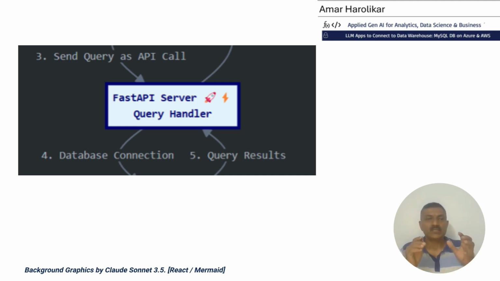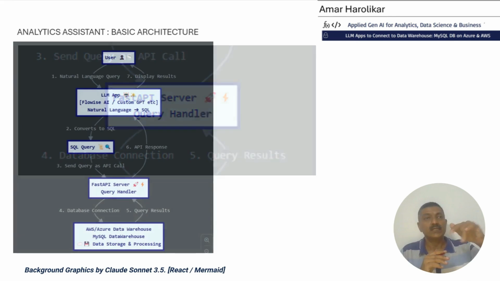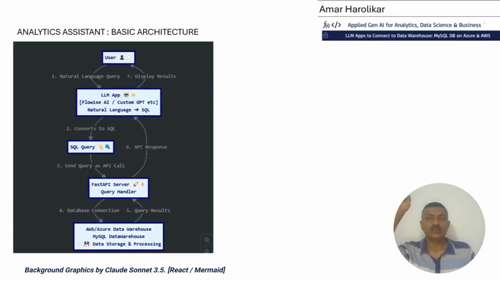Now, I have kept this processing server as an API endpoint and separate from the main system. Potentially, I could have connected the LLM app, Flowise, directly to a database server also. There are many ways to do it.